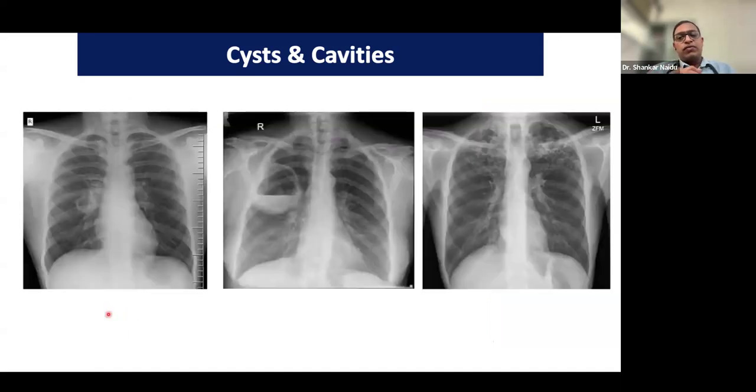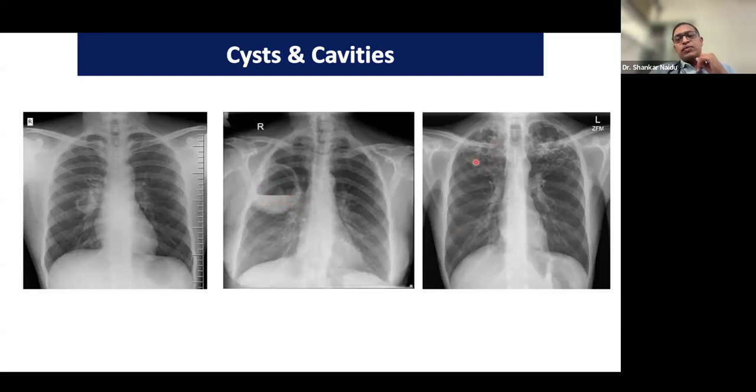So these are some examples of cavities. As you can see here, there is a right middle zone cavity, a well-defined, relatively thick-walled cavity. And in another patient, there is a cavity in the right lung involving both the middle and upper zones, and there is an air fluid level within the cavity, suggesting some connection within the cavity. Probably there is some abscess over here.